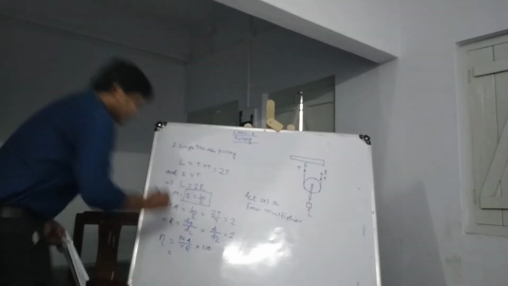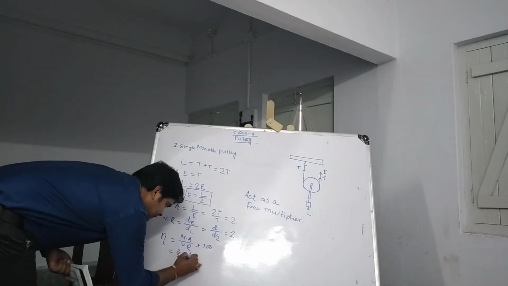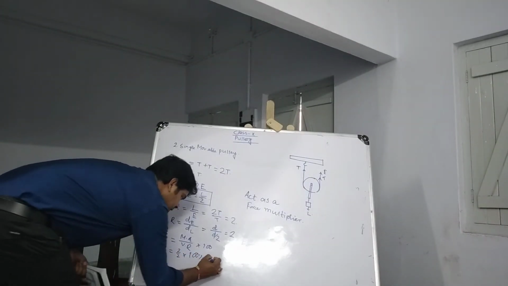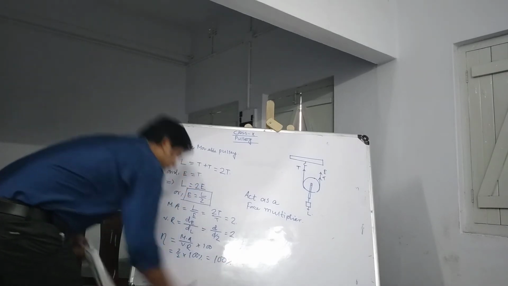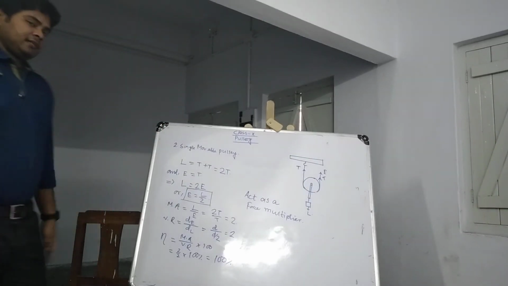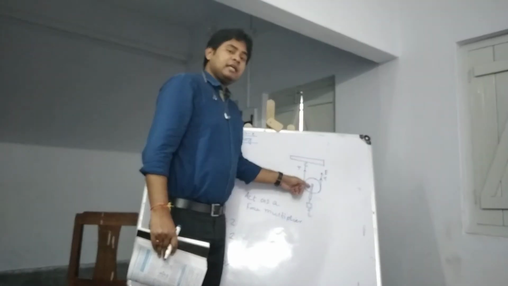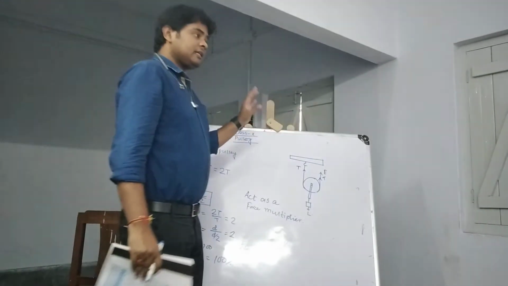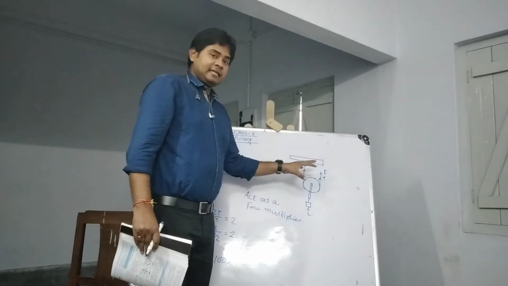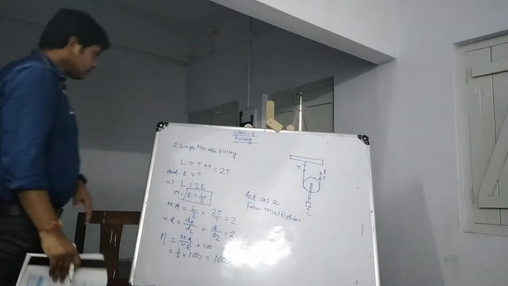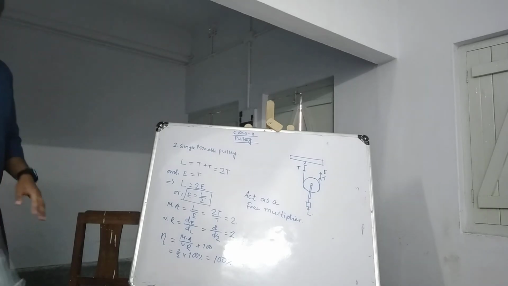2 by 2 into 100, we will get 100%. That is the ideal case. But in practice, there will be friction in the axle and some mass will be there. Okay. This is the single movable pulley.